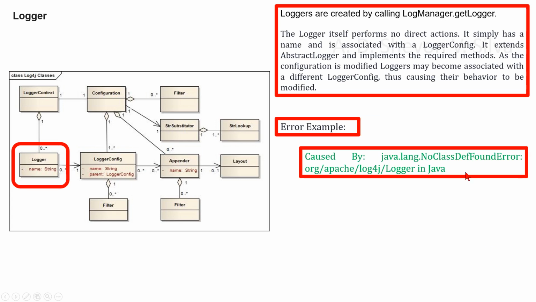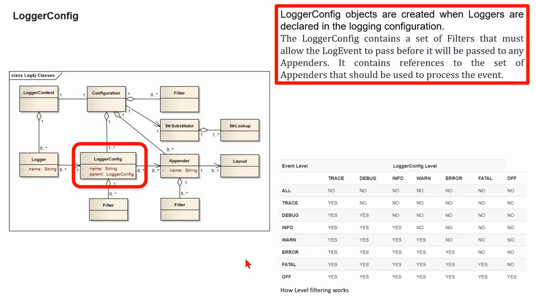As an error example, we can consider this one caused by java.lang.NoClassDefFoundError: org/apache/log4j/Logger in Java. Now we are focusing on LoggerConfig. LoggerConfig objects are created when loggers are declared in the logging configuration. The LoggerConfig contains a set of filters that must allow the log event to pass before it will be passed to any appenders. It contains the references to the set of appenders that should be used to process the event.